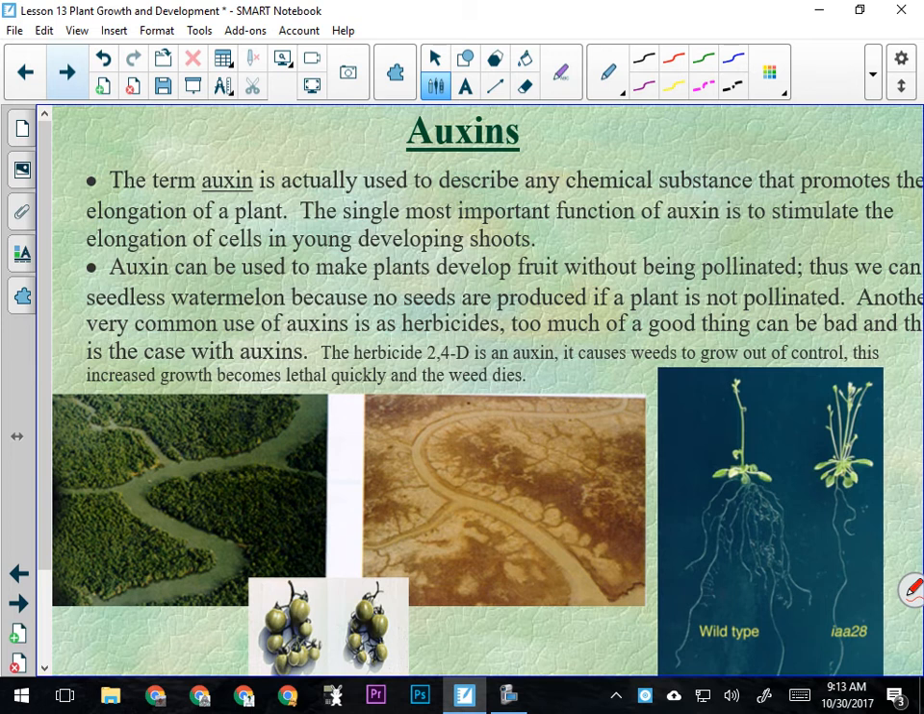Yeah, so hormones do weird things. So you do have to understand if you take more of them than you're supposed to have, weird things are going to happen, right? And that's what's going on here. Extra auxins produce weird things. Like we said, the herbicide 2,4-D is an auxin, causes weeds to grow out of control, and increased weed growth becomes lethal quickly.